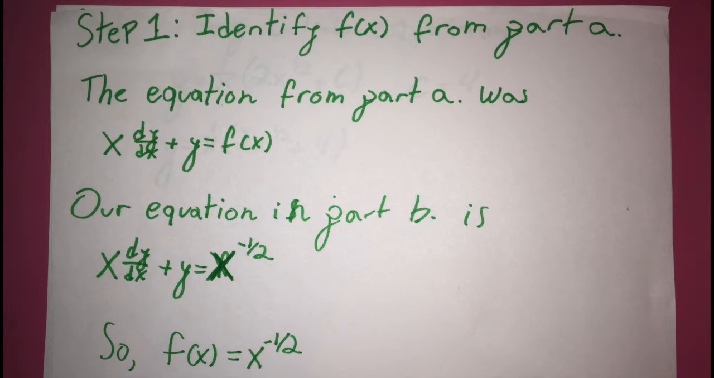In part A, we had a formula where x dy/dx plus y equaled f of x. In this case, we have a very similar formula. However, instead of f of x, we have x to the negative 1/2. So, when we define f of x from part A as x to the negative 1/2, we can just use the solution that we found in part A and plug in x to the negative 1/2 for f of x.